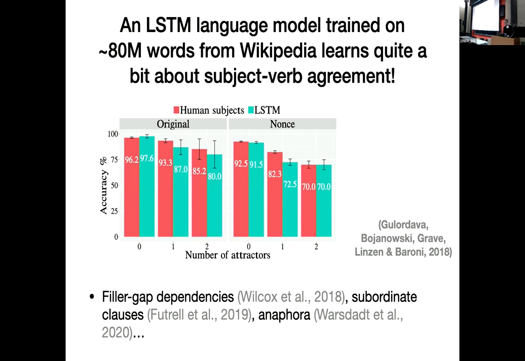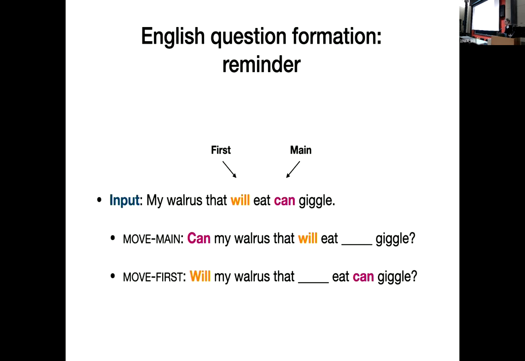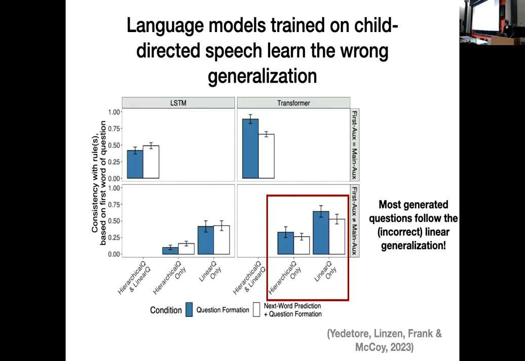In other phenomena, like the one we started out with, the outcome of our experiments was actually different. In the question formation case, we trained a couple of neural network language models on child-directed speech. We found that both architectures generalize in the incorrect way when trained on child-directed speech. When trained on vastly greater amounts of data, they did generalize correctly, actually. But when trained on child-directed speech, they generalize incorrectly, which I guess supports Chomsky's idea in this case.